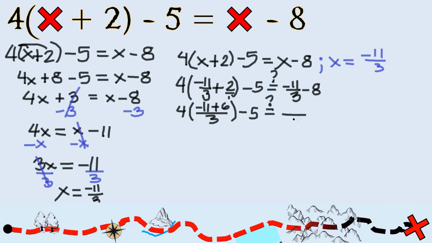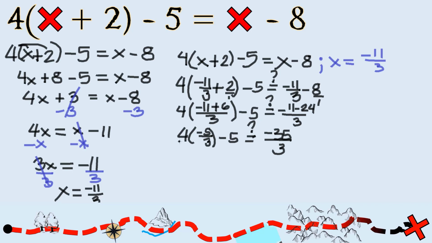LCD here is also 3. 3 divided by 3 is 1 times negative 11 is negative 11. This over 1. 3 divided by 1 is 3 times 8 is 24. And you have minus here. Okay? So this is 4 times negative 5 thirds, still to be subtracted with 5 later, question mark. The other side is already negative 35 thirds. Okay? Simply continue.